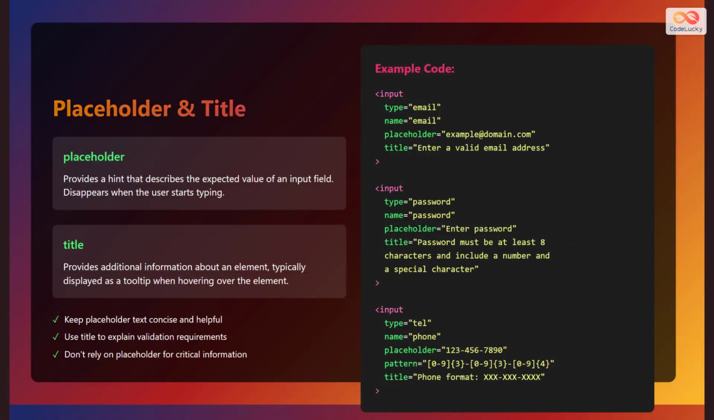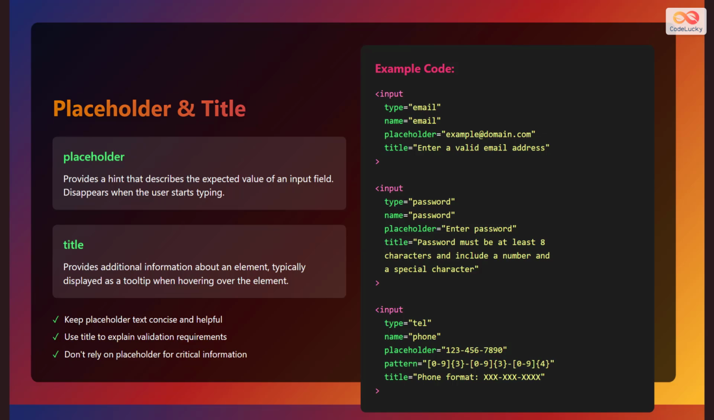The placeholder and title attributes provide helpful hints and information to users. The placeholder provides a hint that describes the expected value of an input field, and it disappears when the user starts typing. The title provides additional information about an element, typically displayed as a tooltip when hovering over the element. Some best practices include keeping placeholder text concise and helpful, using the title to explain validation requirements, and not relying on the placeholder for critical information.